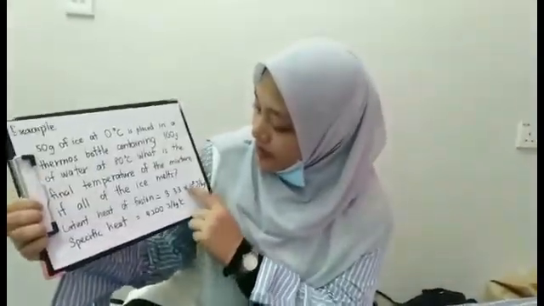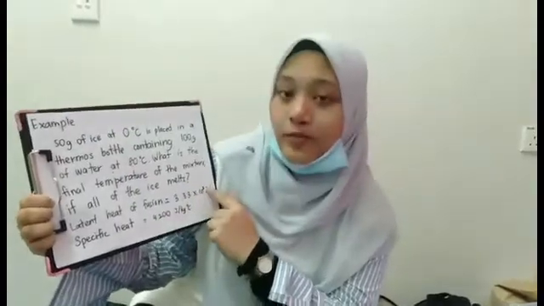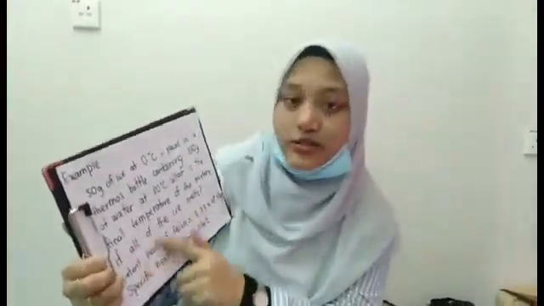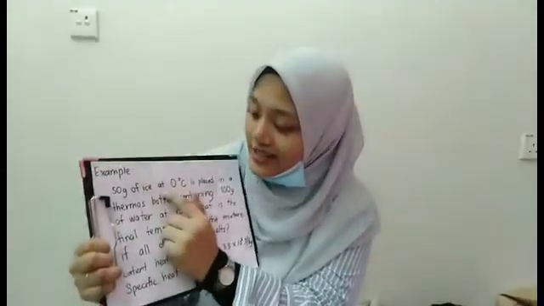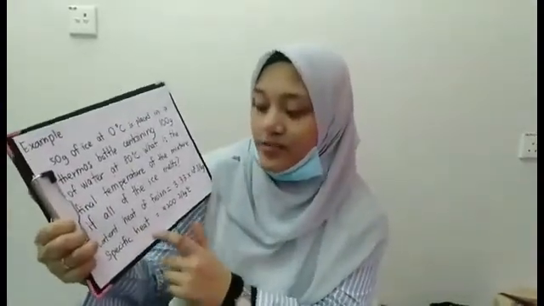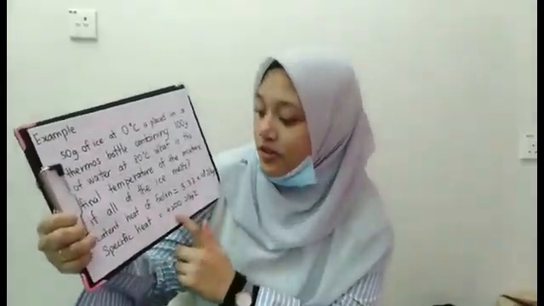What is the final temperature of the mixture if all the ice melts, in equilibrium? The given latent heat of fusion is 3.33 multiplied by 10 to the power of 5. Why heat of fusion? Because it is the transition of ice to water. The specific heat of water is 4,200 J/kg°C.